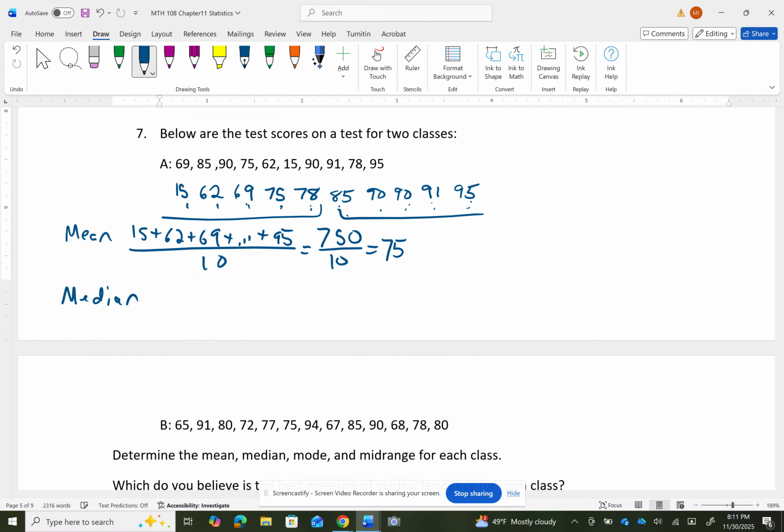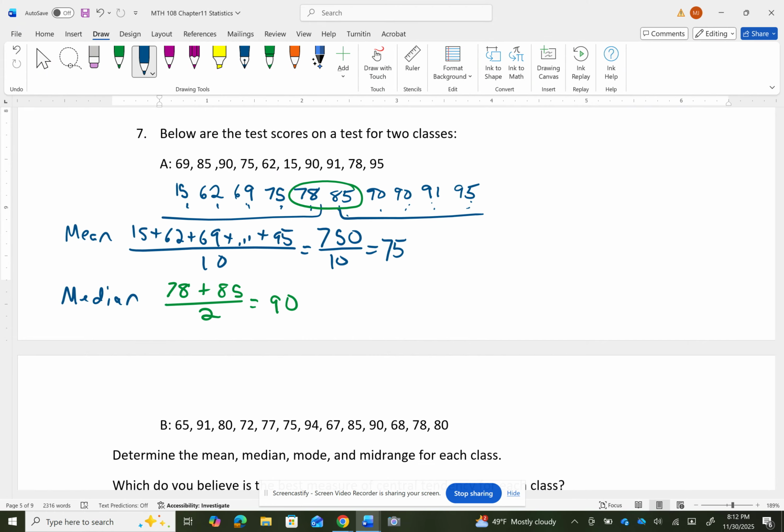There's no one number in the middle there. So what you would do for this one is you would take the 2 that are in the middle, the 78 and the 85, and average those. So add those up and divide by 2. And if I did that, that would turn out to be 90. So the median would be 90.